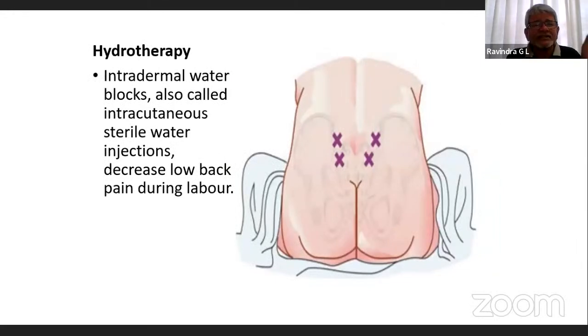Hydrotherapy is one thing where transdermal water blocks are given. 1 ml of distilled water is injected at 4 points, in the sense at the points of the posterior superior iliac spines and the posterior inferior iliac spines on either side. 1 ml intradermal and subcutaneous injection of distilled water is made. How it works, I don't know exactly. Some people claim that it works very well. I don't have any reason why it should work. But again, not reproducible.